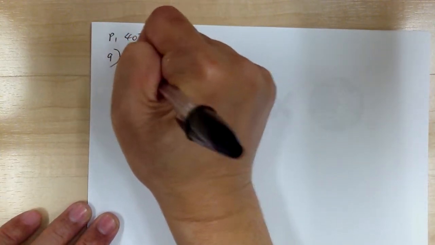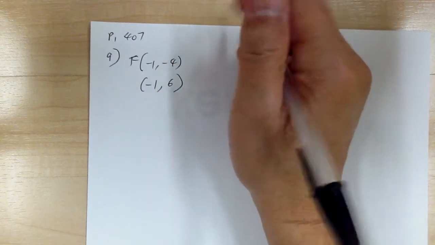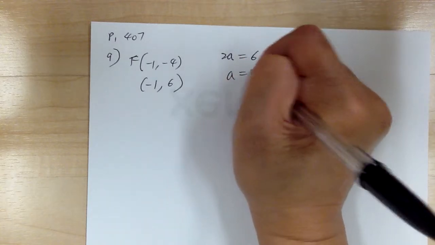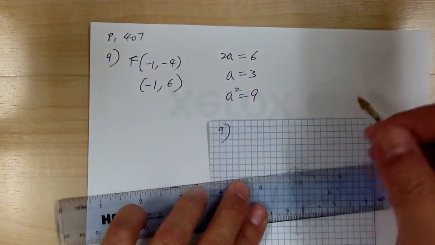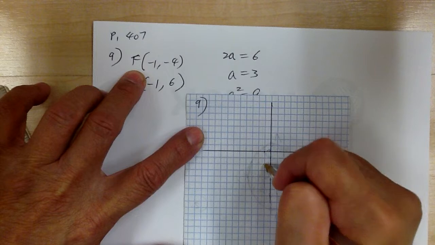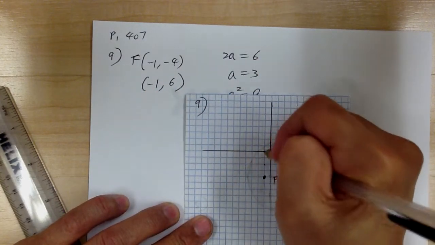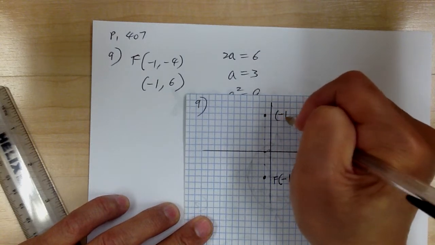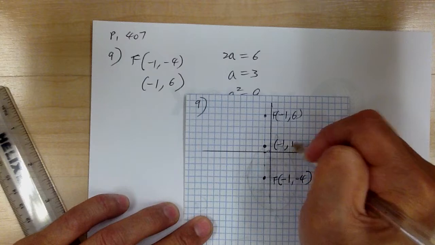Okay, number 9, the four sides are -1, -4, and -1, 6, and difference of the focal radii, so that's 2a is equal to 6, so a equal to 3, a squared equal to 9. Okay, what we need to do next is let's go and sketch things out. So you got -1, -4. And then you have -1, 6. So your center is going to be right over here, at -1, 1.